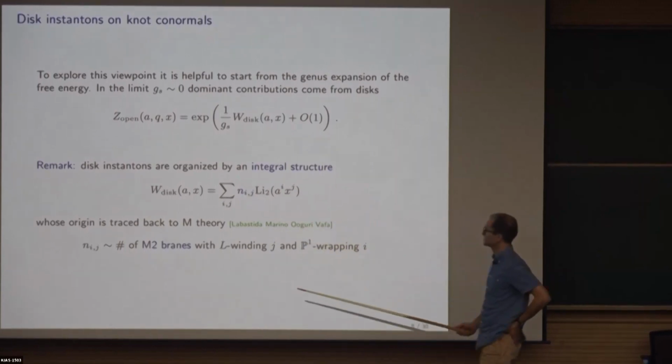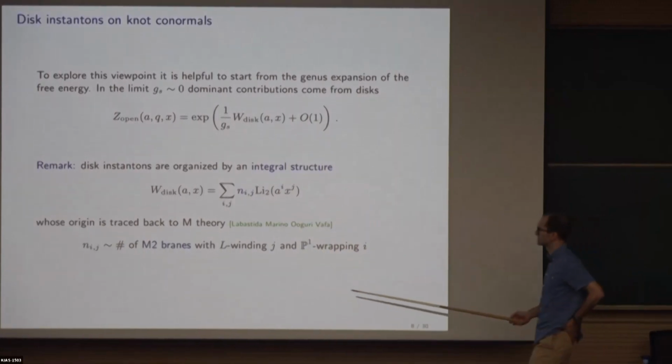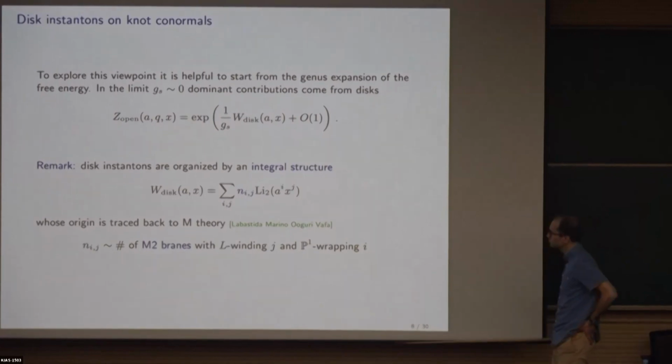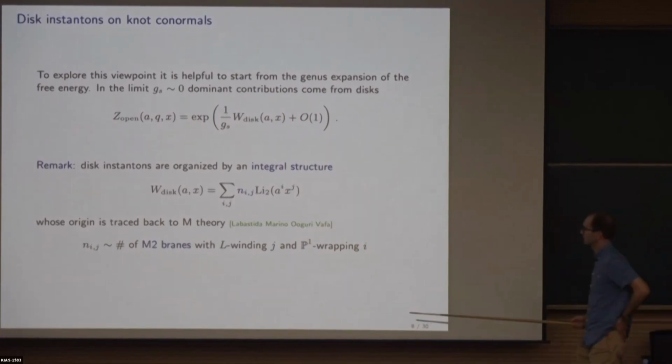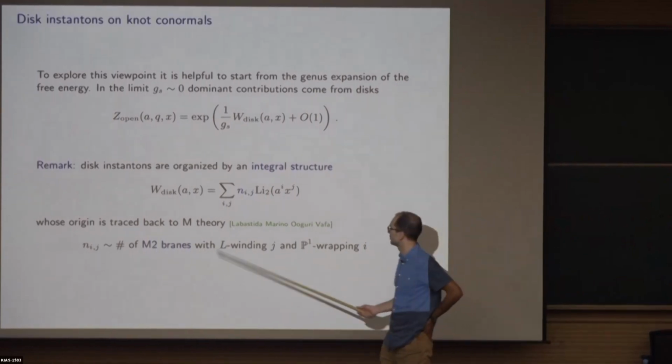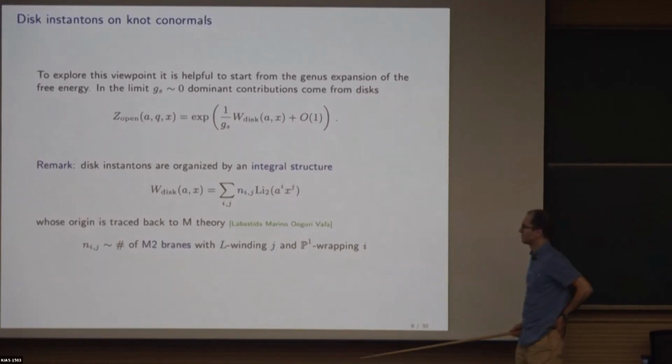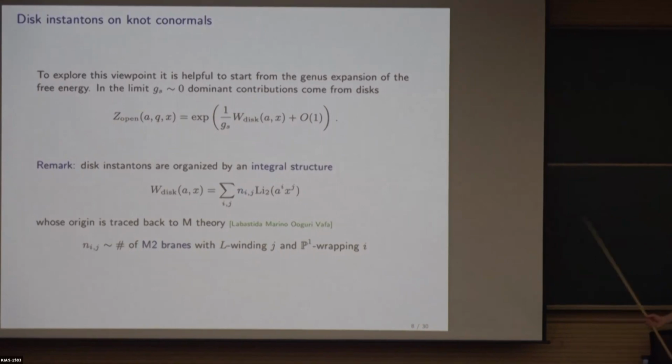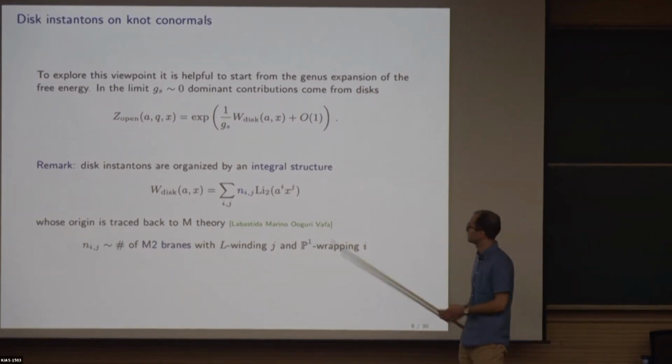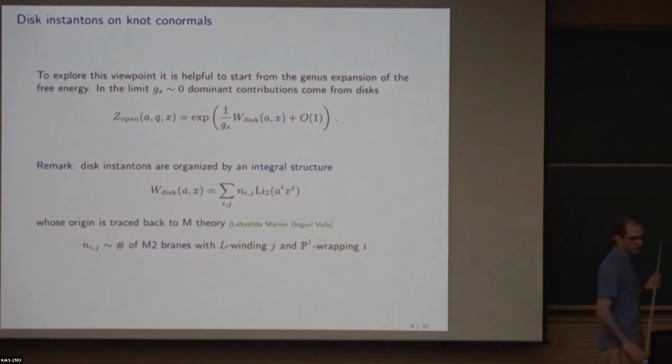And the coefficients turn out to be integers, also known as Ooguri-Vafa invariants. The interpretation of this comes from M theory, where these integers can be thought of as counting M2 branes with these winding numbers. So it's a reorganization of worldsheet instantons into dilogarithms that gets reinterpreted in M theory as M2 branes.